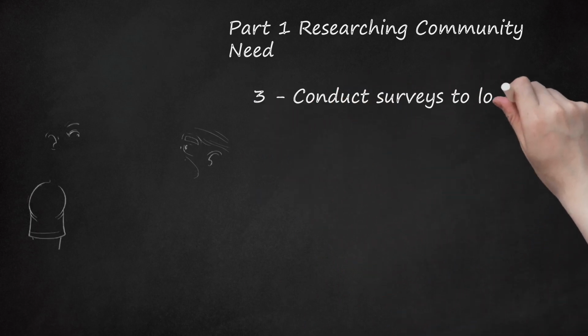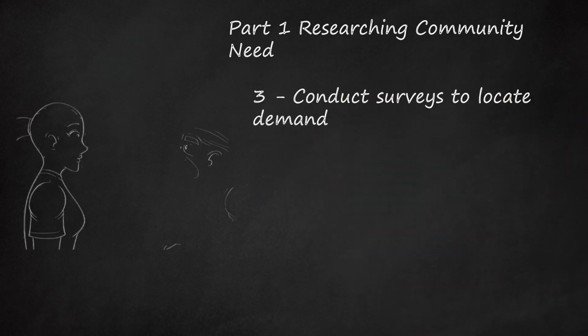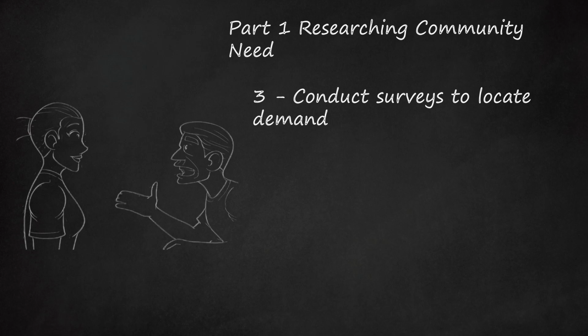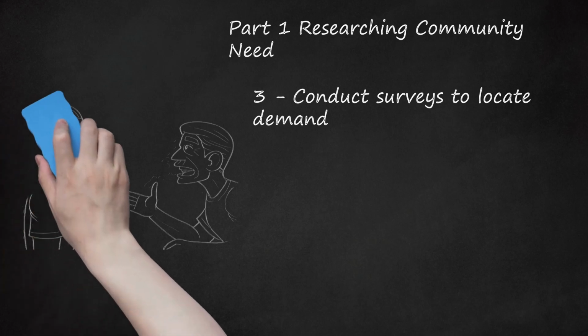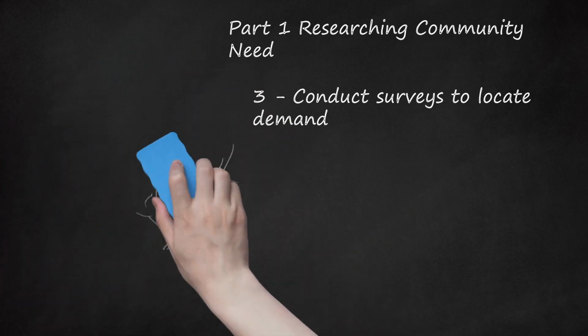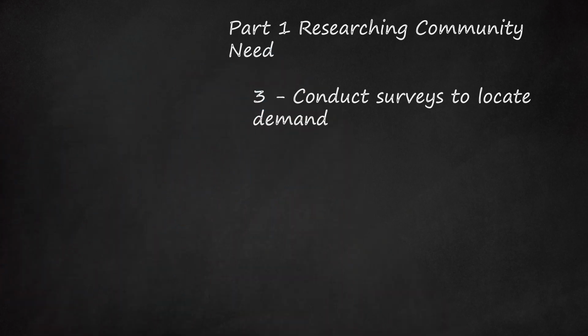3. Conduct surveys to locate demand. If you're able to talk to the people you think would benefit from your organization, you can get a better sense of things for which there is a true need. The strongest path to a sustainable organization is finding a niche where there is a demonstrable need. People will be more inclined to donate if you can show that your organization will make a significant impact on people's lives and on the community at large.